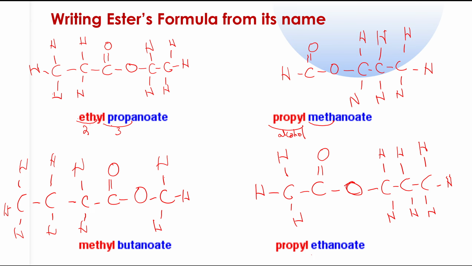Propanoate is from the acid. What is the acid with 3 carbons? Propanoic acid. Here I have propyl methanoate. So the alcohol is propanol and the acid will be methanoic. Here, methanol from the methyl, butanoic acid from butanoate. Last, propyl ethanoate. So it is made from propanol and ethanoic acid.